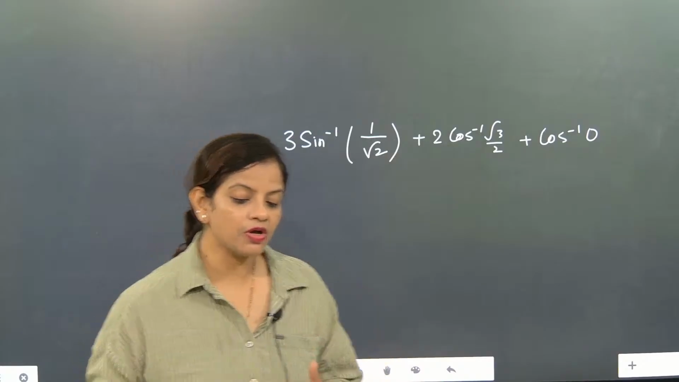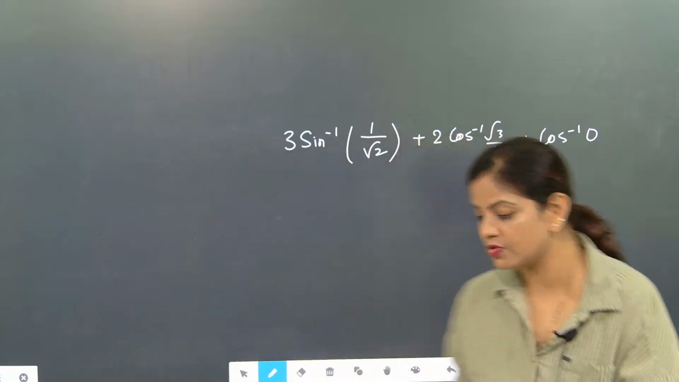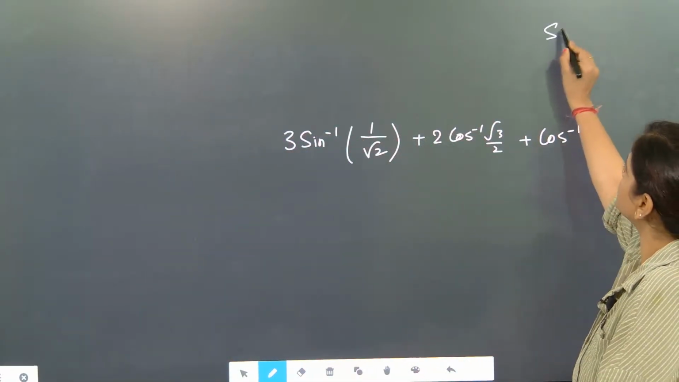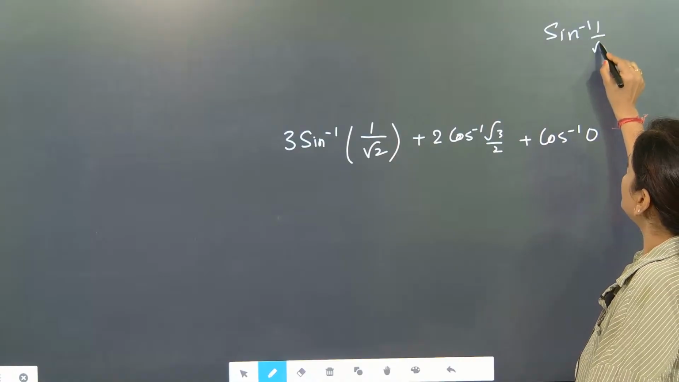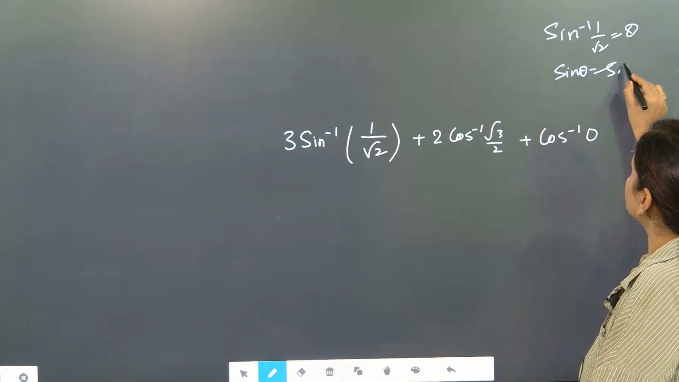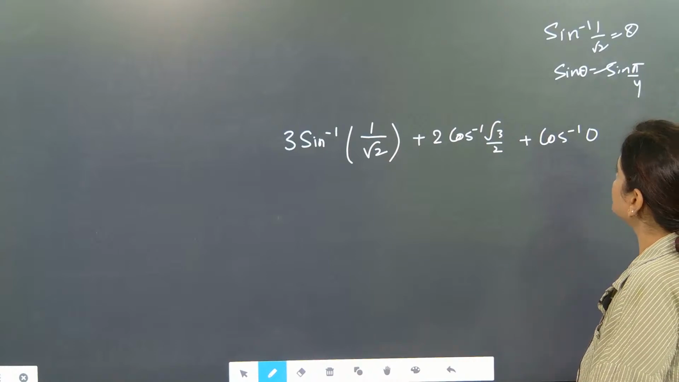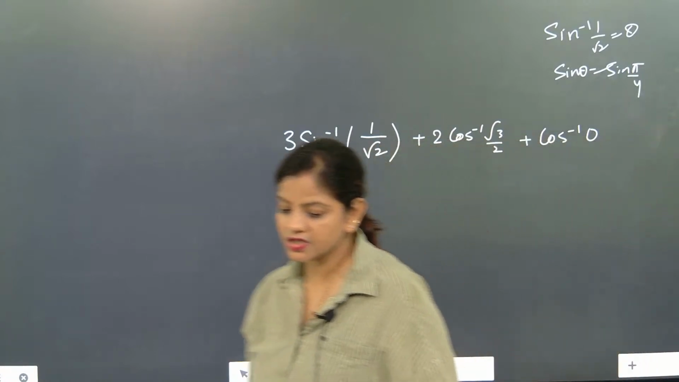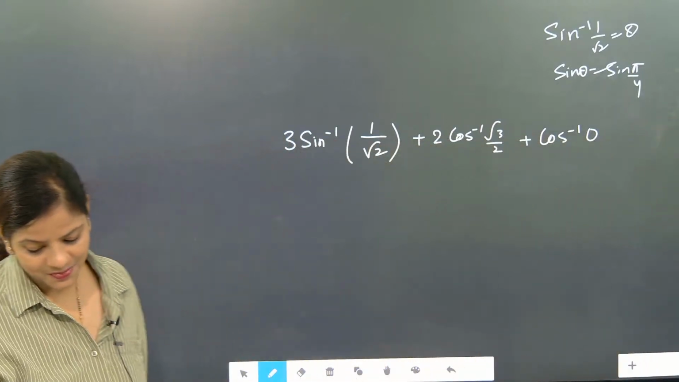Now solve sine inverse 1 by root 2. You know that if sine inverse 1 by root 2 is equal to theta, that means sine theta is equal to sine pi by 4. So theta is coming as pi by 4.